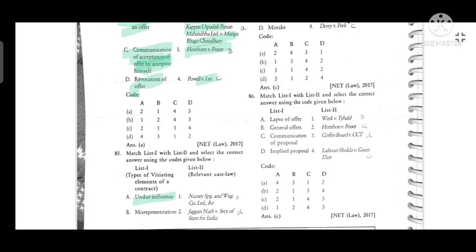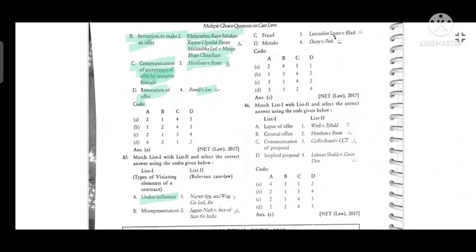Undue influence: Lancashire Loans versus Black. Misrepresentation: Nursing Spec versus Wig Company. Fraud: Derry versus Peek. Jagannath versus Secretary of State for India. Mistake.